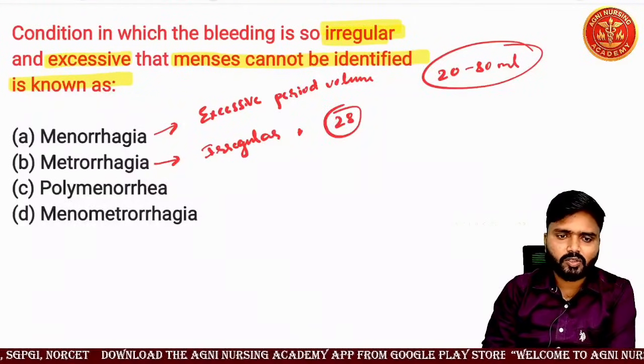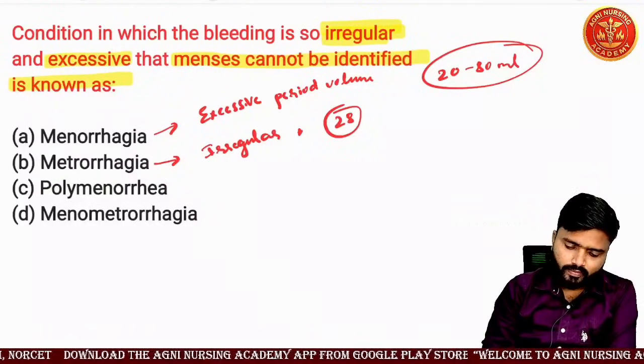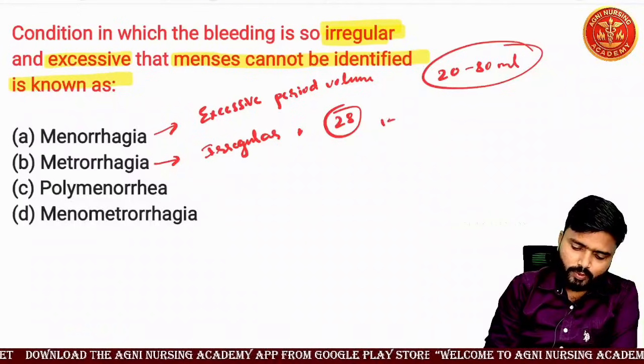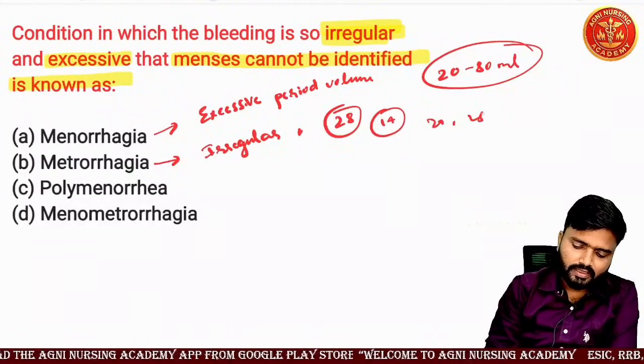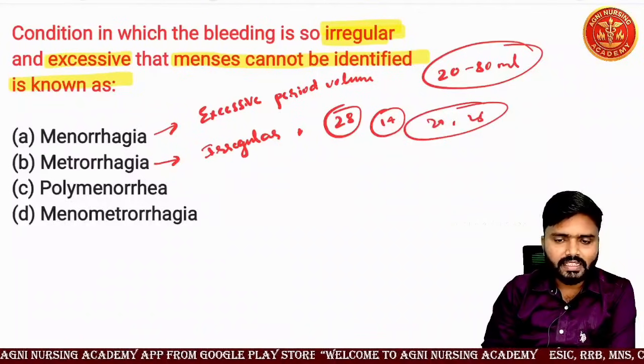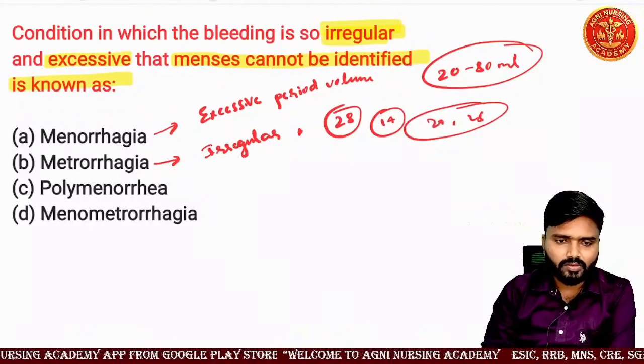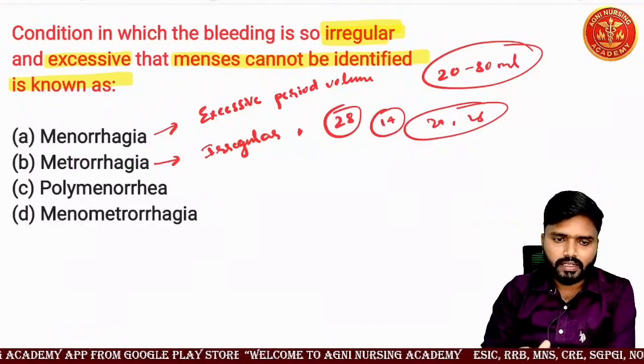Every cycle contains 28 days. So if the cycle is less than 28 days, like 14 days or 20 days, that time the cycles will be irregular, and that we'll call metrorrhagia.